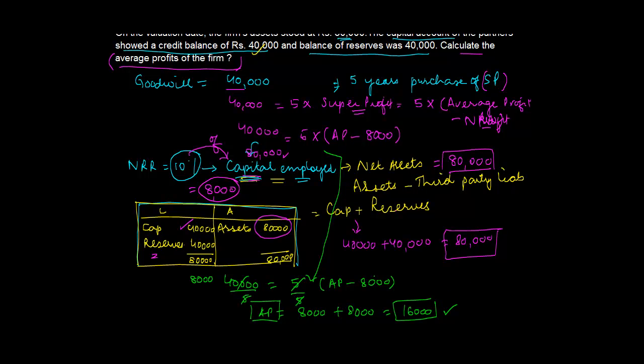Should we check whether this answer is correct or not? Goodwill is how much? 5-year purchase of super profit, or 5 times average profit 16,000 minus normal profit 8,000. 16 minus 8 gives you 8,000. 8,000 into 5 gives you 40,000, which is the value of the goodwill which is given to you.